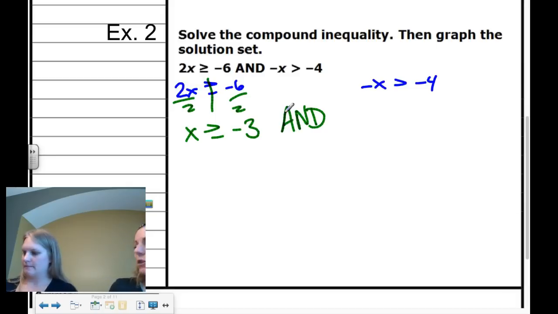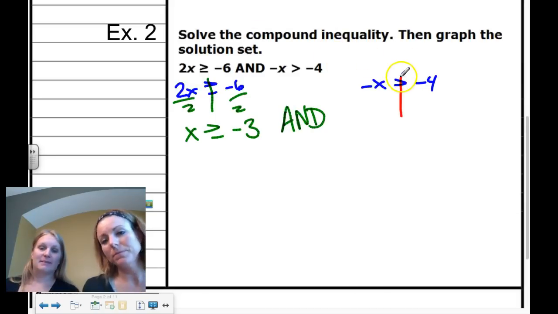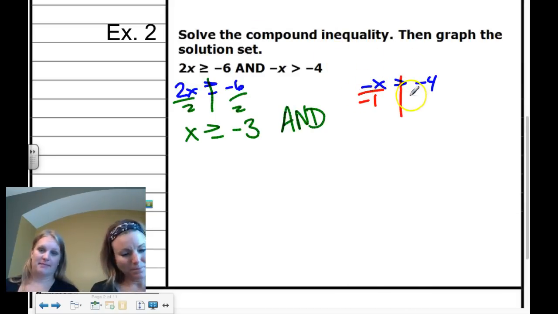But notice, what are we dividing by here? We're dividing by a negative 1 this time, because anytime there's no number, it's a 1. When we divide by a negative, we have to flip our sign.